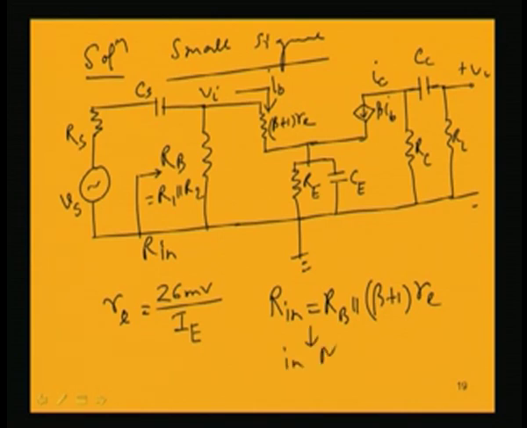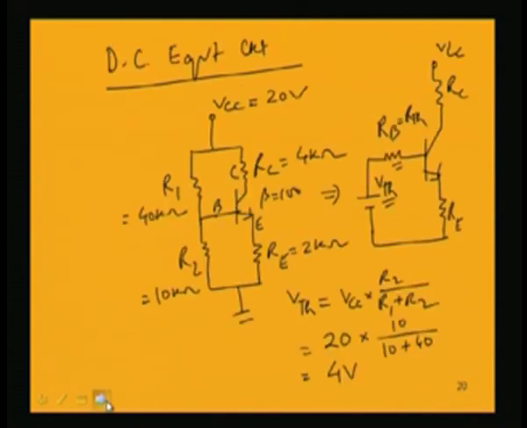in mid band, because in the mid band region the capacitance C will be short circuiting, and so this will be bypassed. So, we are left with RB and beta plus 1 re in parallel. So, that let us find out.